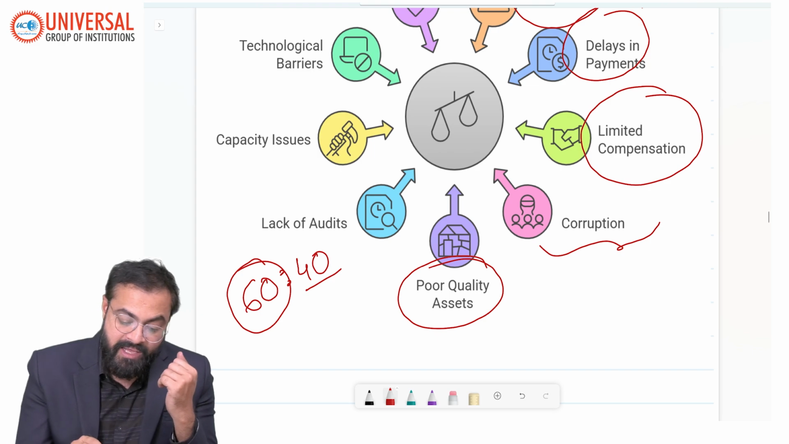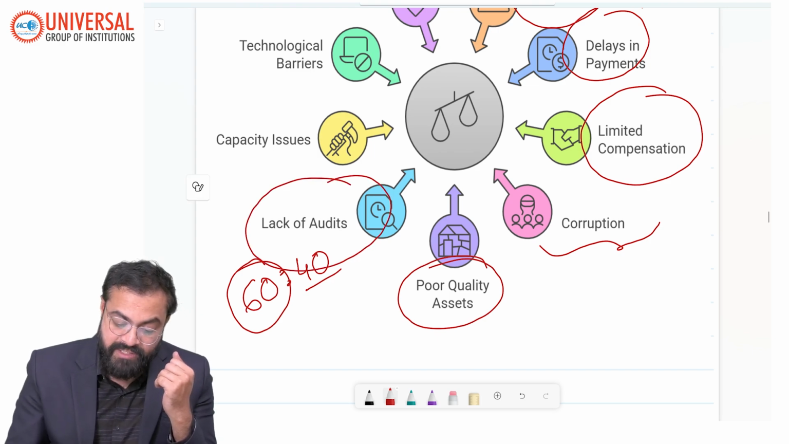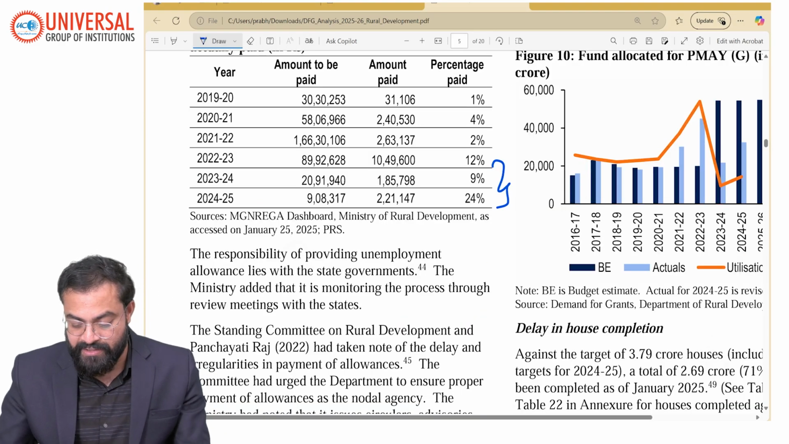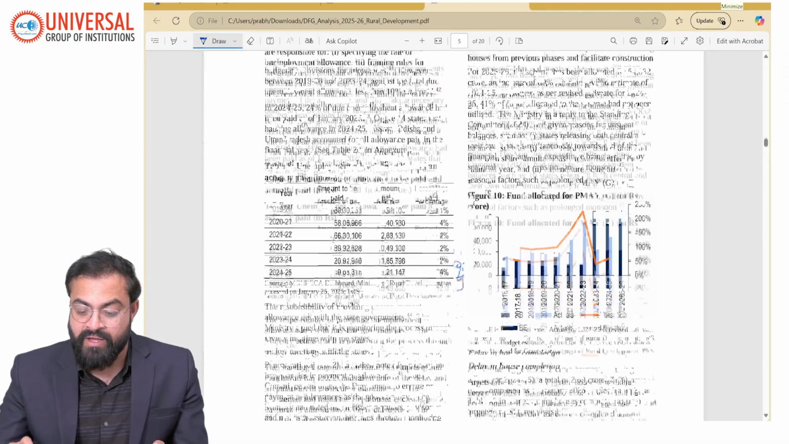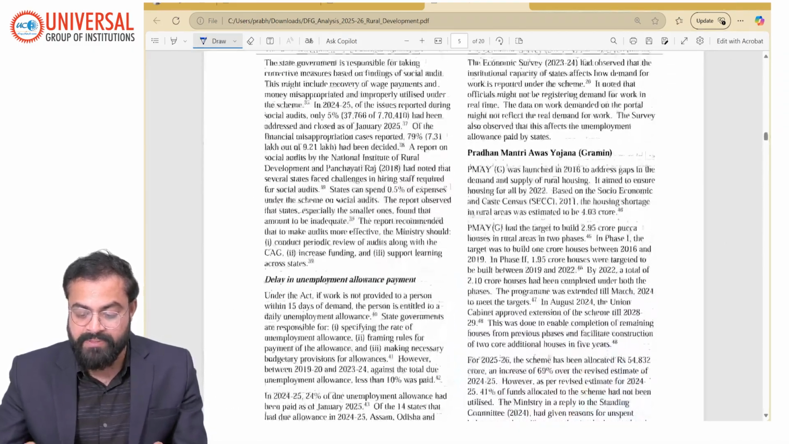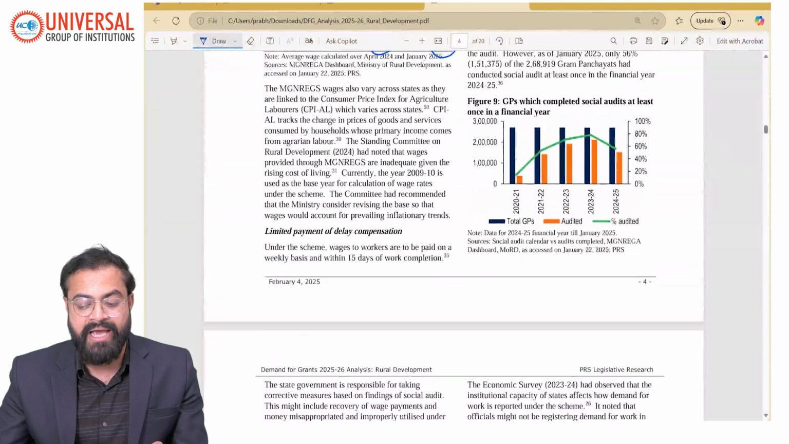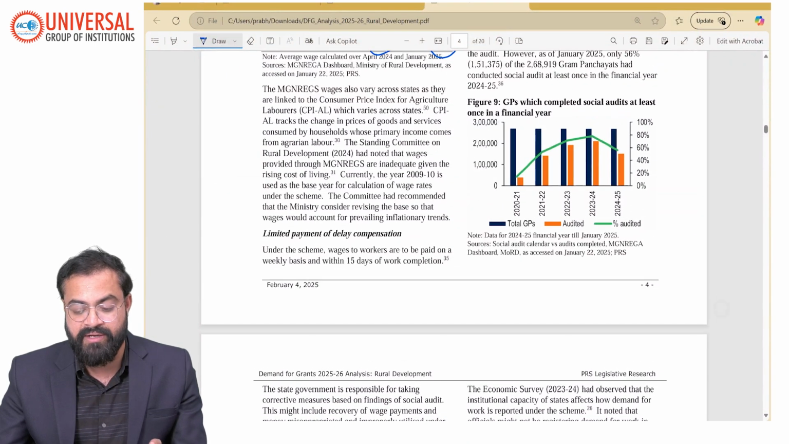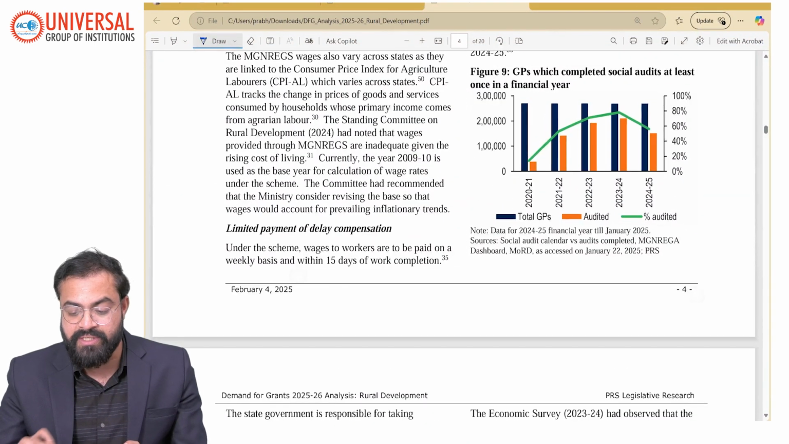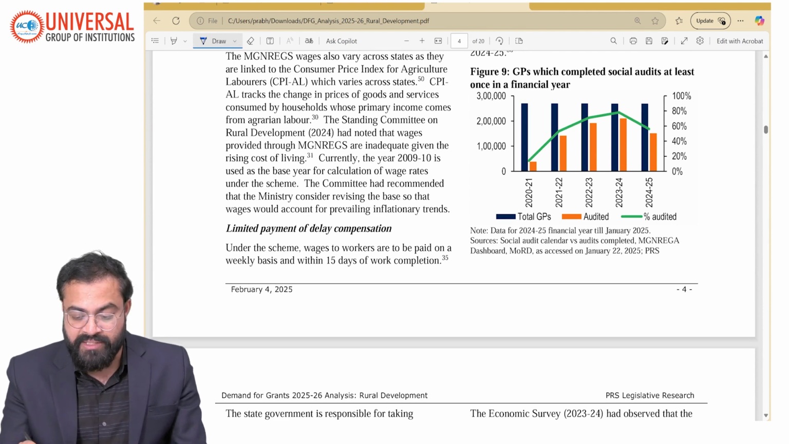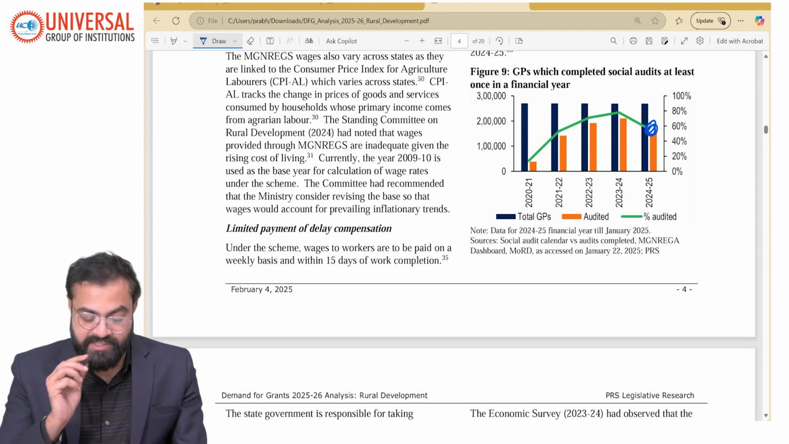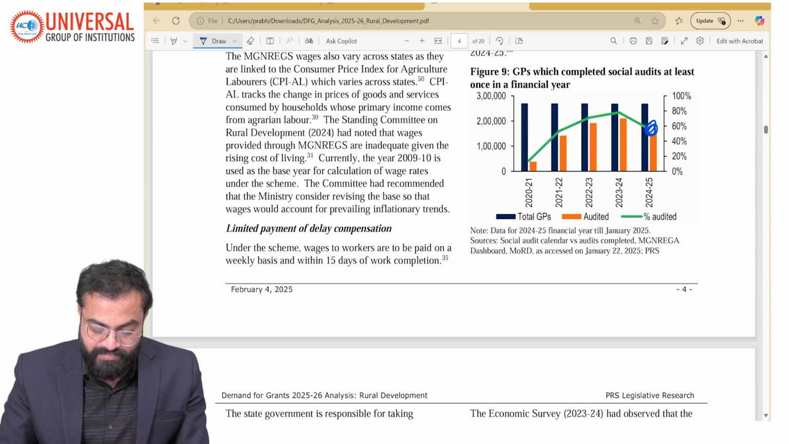That is not happening. Lack of audits. Again you can see, even though it is mandatory to complete the social audits on time, we still see that not 100% social audits are being carried out by the panchayats. Can you see this figure 9, that is GPs that have completed the social audit at least once in a financial year? That is very alarming. So that's the challenge.